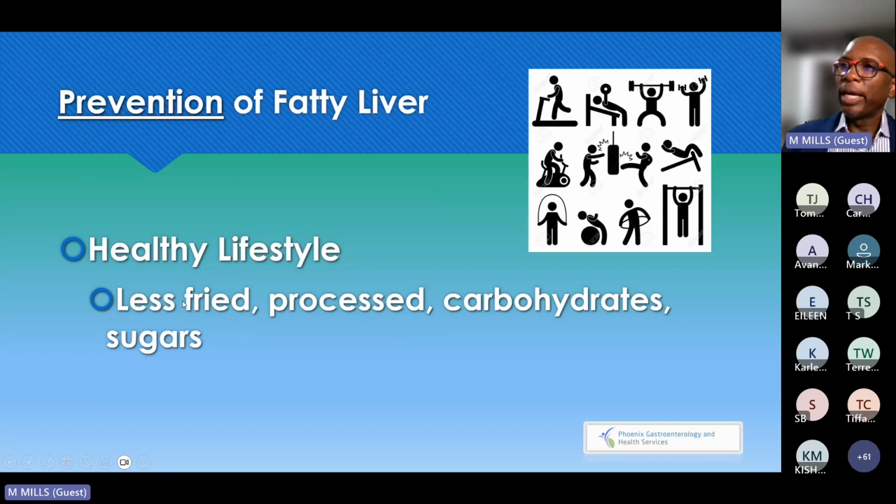Prevention, so healthy lifestyle, having less fried foods, processed foods, carbohydrates, and sugars are the key things to pay attention to. Exercise in particular helps to improve your metabolic profile, increase your metabolism, burn more calories, reduce your fat stores, all have key roles to play in the prevention of fatty liver.